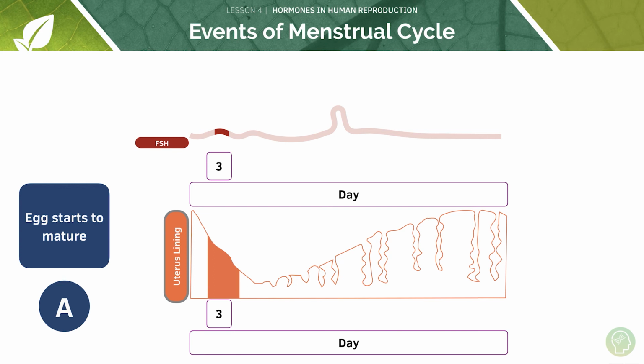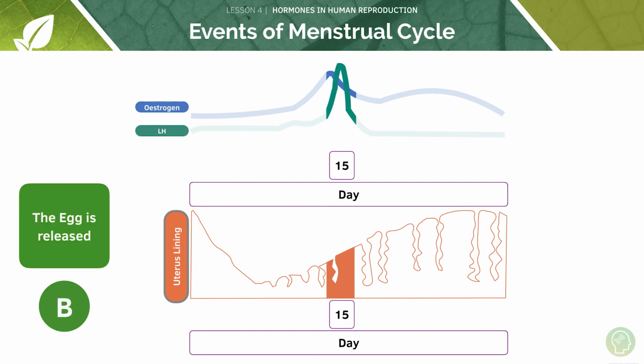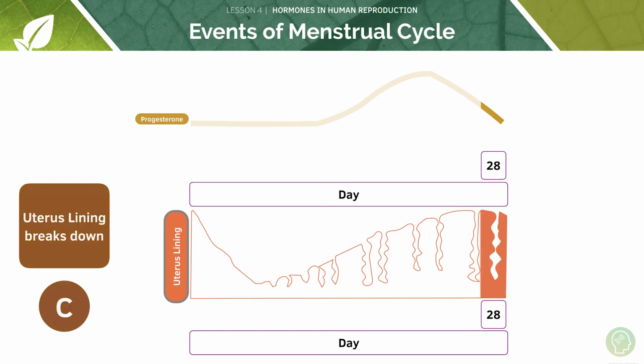So remember in day 3 we have our uterus lining which is being broken down, and that's because of low concentrations of estrogen and progesterone. But meanwhile, we have FSH, which is allowing our egg to start to mature. Then remember, in day 15, our egg is released due to this surge in LH. And then in day 28, we have our uterus lining breaking down again because our progesterone is dropping.